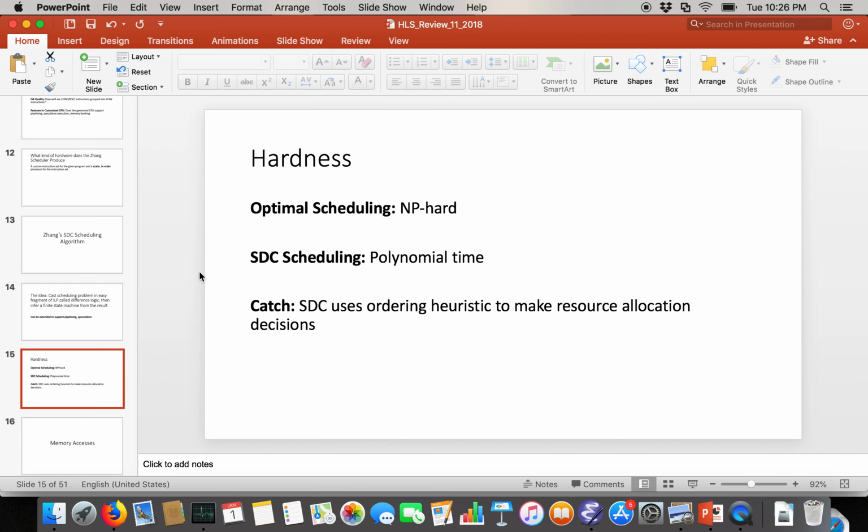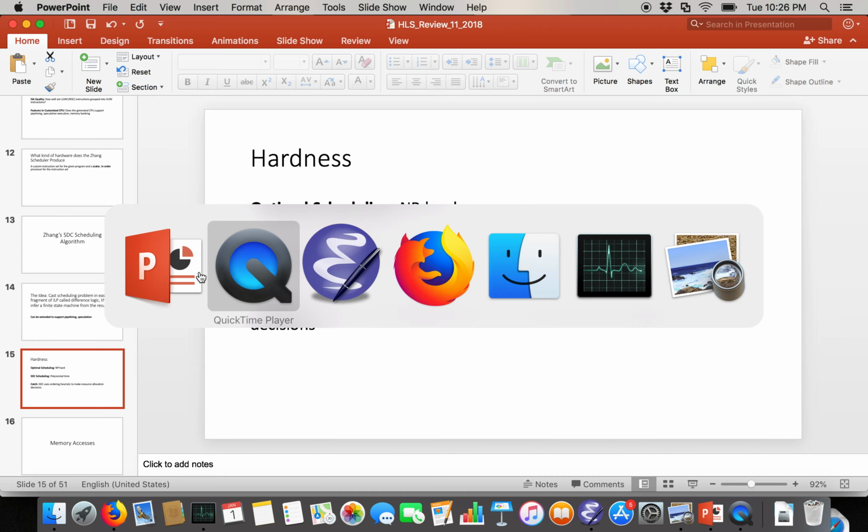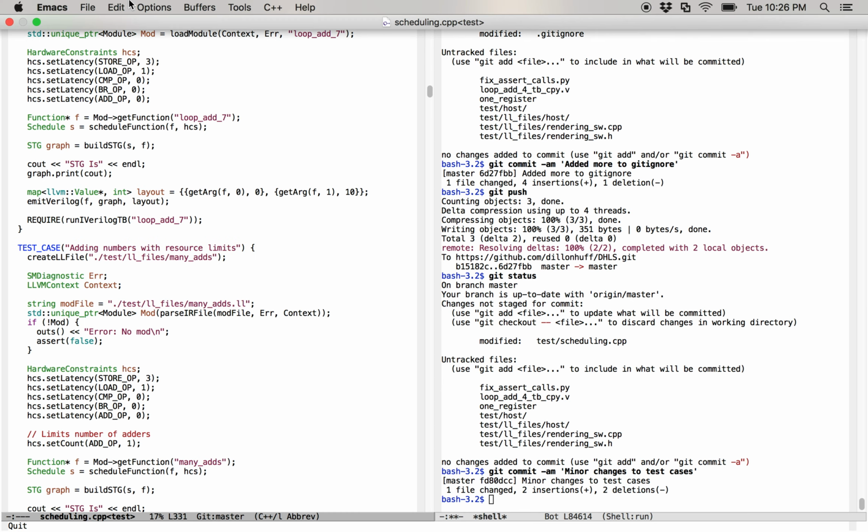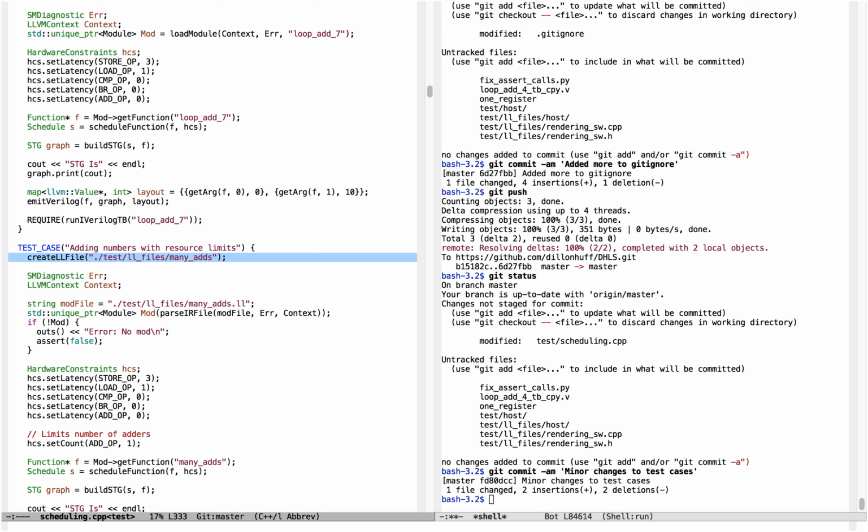So now I want to go back to this demonstration high-level synthesis system to just show what that looks like. To do that, we're going to take a look at another test case, which is adding numbers with resource limits. The file that we're going to work with here is the file many adds. It's got a pretty normal test structure, so we're going to load this module and get the function for the module, and schedule it and turn it into an STG and then compile that into Verilog.